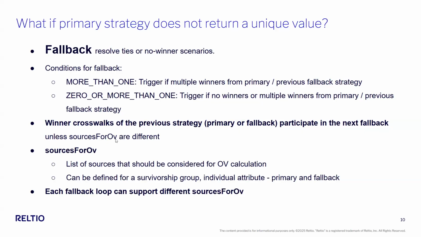Unless sources for OV are different. Until recently, the sources for OV could only be defined for the entire survivorship, or for the survivorship group or survivorship of an individual attribute, but we could not define different sources for OV for primary and fallback. But now with the latest announcement that we've done recently, we can have different sources for OV for primary as well as for fallback strategies. So unless you have different sources for OV for primary and fallback, only the winner crosswalks from the previous strategy go into calculation in the next step. Okay, and like I mentioned, each fallback loop can now support different sources for OV.